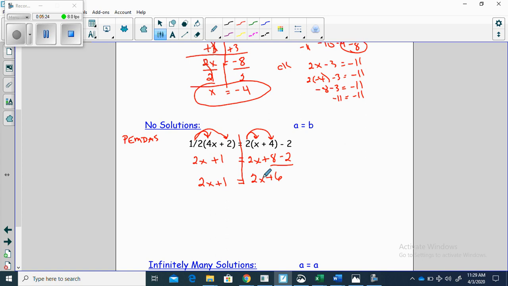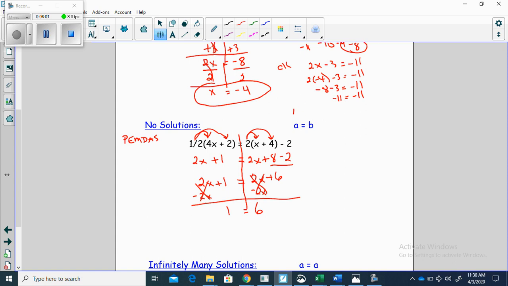Well, it's going to become obvious to a lot of you right here that there's no way I can have a 2x plus 1 equal to a 2x plus 6. But if that's not obvious to you, let's start here and try to get all the variables on one side. I'm going to subtract 2x from both sides. 2x minus 2x is 0, so there's nothing here. That's gone. 1 is equal to, and I got 2x minus 2x is 0. There's nothing there. 1 is equal to 6.